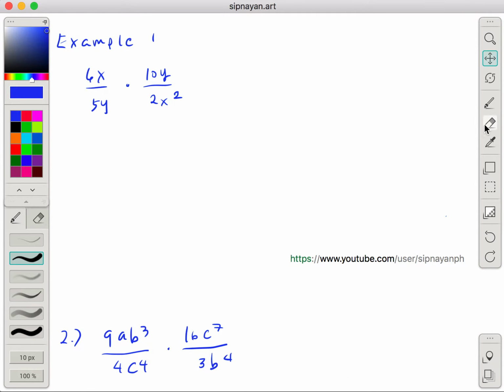As a first example, we have 6x over 5y times 10y over 2x squared. Maraming technique to na pwedeng pabilisin natin, but the assumption here is that ang iba sa inyo hindi pa alam. So mag-start muna tayo sa pinaka-basic, yung pinaka-standard na method.